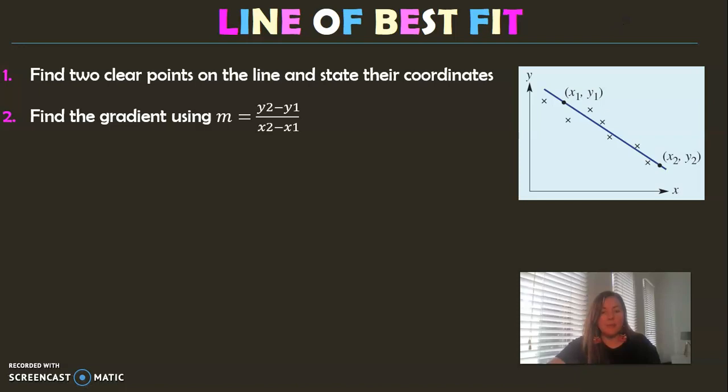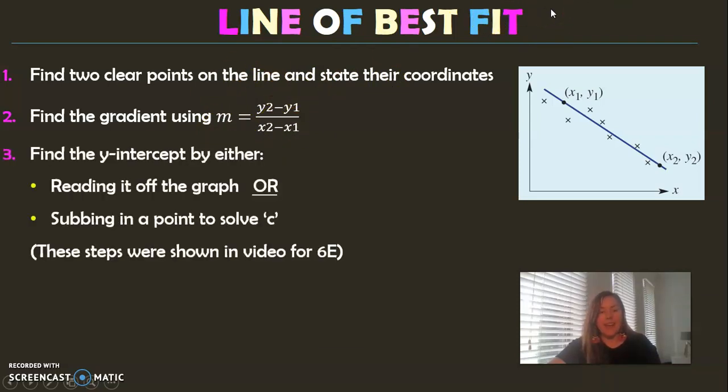We find the model that fits it by following the steps that we have been following up until now. We start by getting the two coordinates. We'll label them x1, y1, x2, y2, and then we're going to substitute those values into our equation to find the gradient. We then find the y-intercept by using the steps from previous exercises.